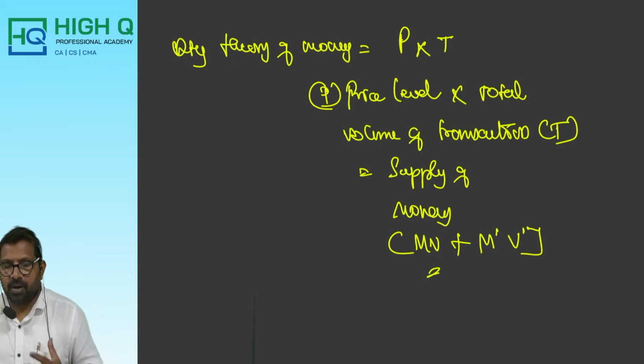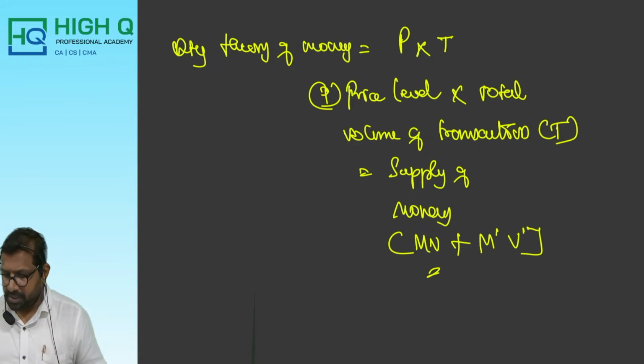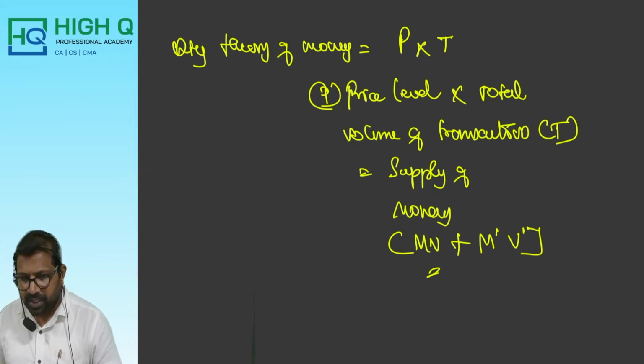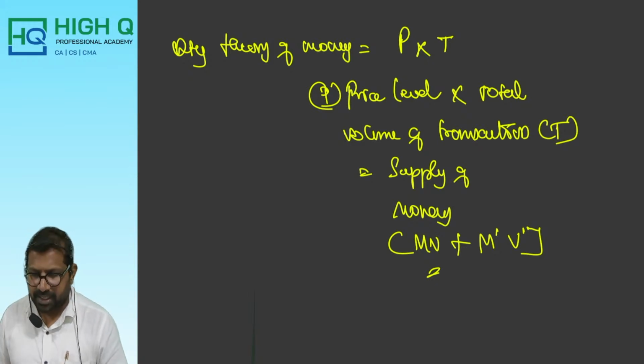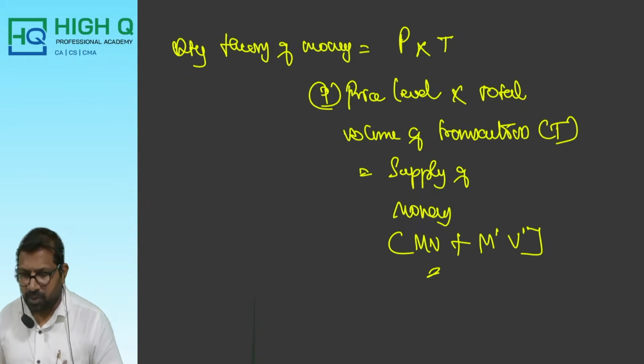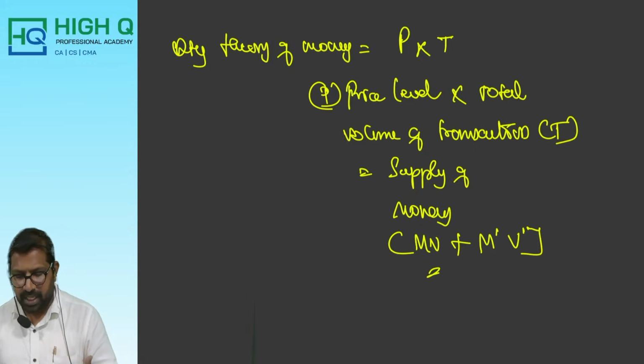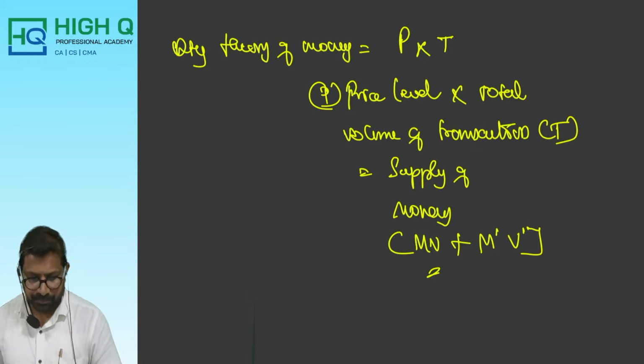So what is the formula to calculate demand for money? It's nothing but P into T. P is called the price level and T is called the total volume of transactions. How many transactions you are going to execute to complete one transaction. The volume of transactions is used to express the value of the quantity theory of money.